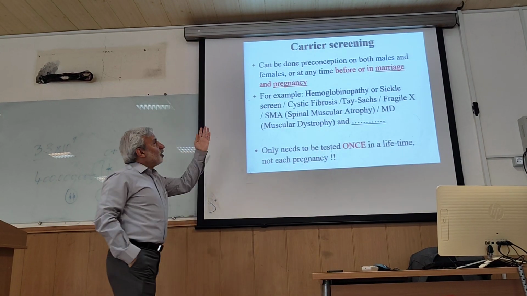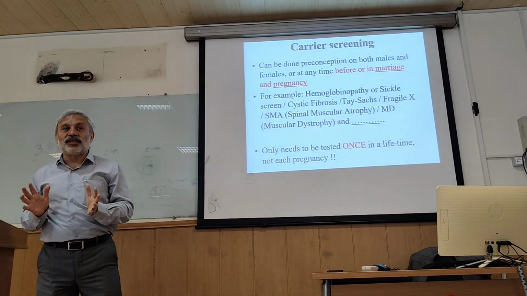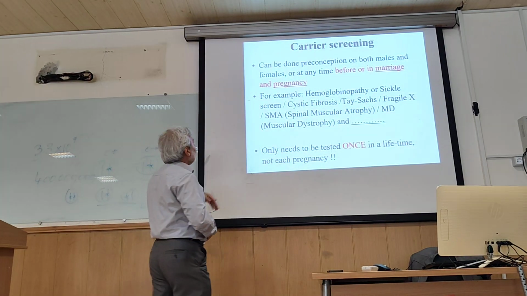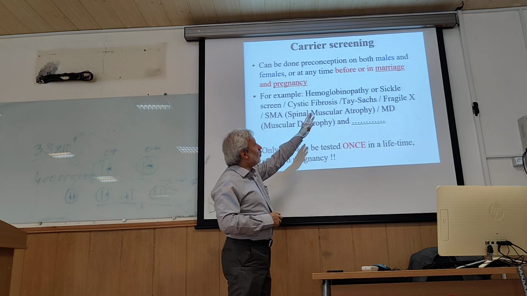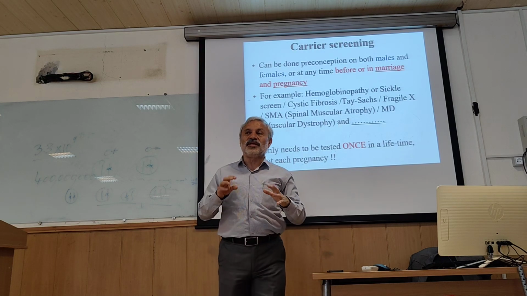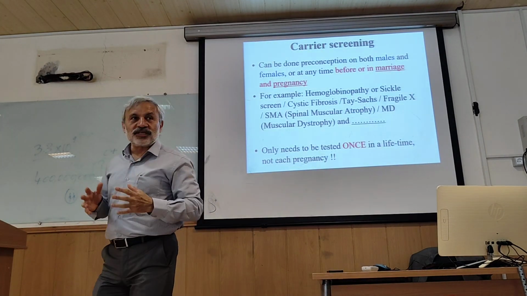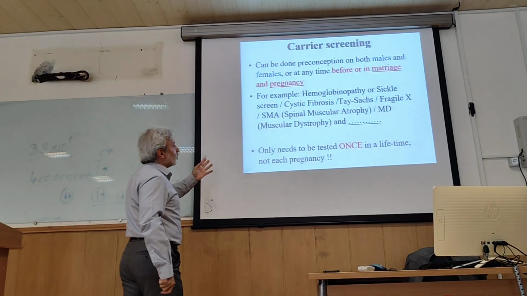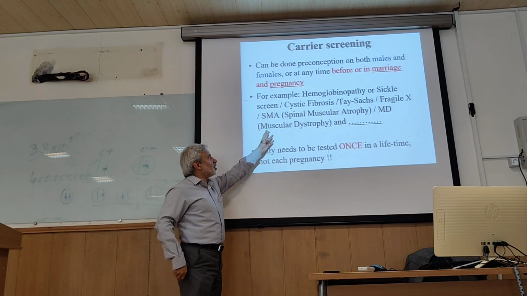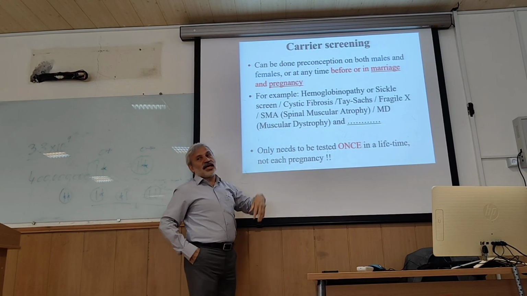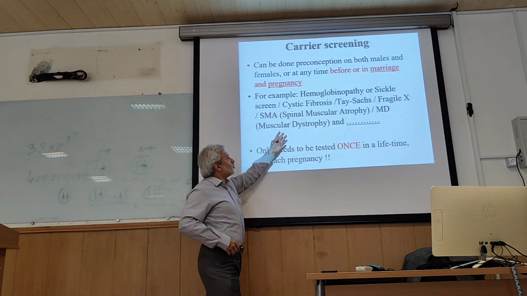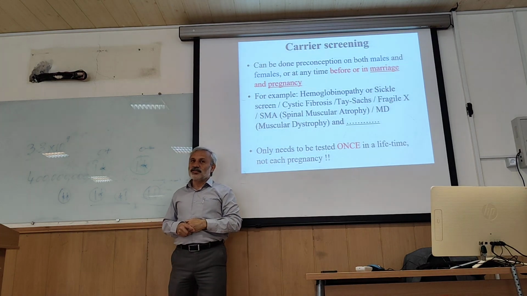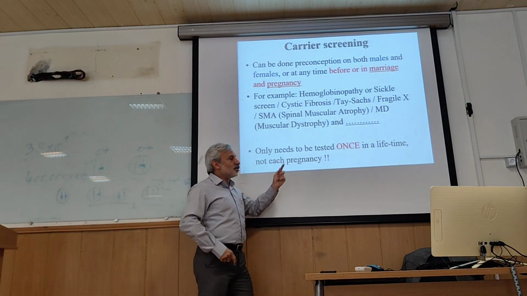So what I am speaking about now is carrier screening. Do you remember? Don't lose it. Carrier screening before marriage or pregnancy is very important. For which kind of disorder is it important? Some of these disorders are examples, for example SMA, spinal muscular atrophy, and many, many others. But this sentence is very important.